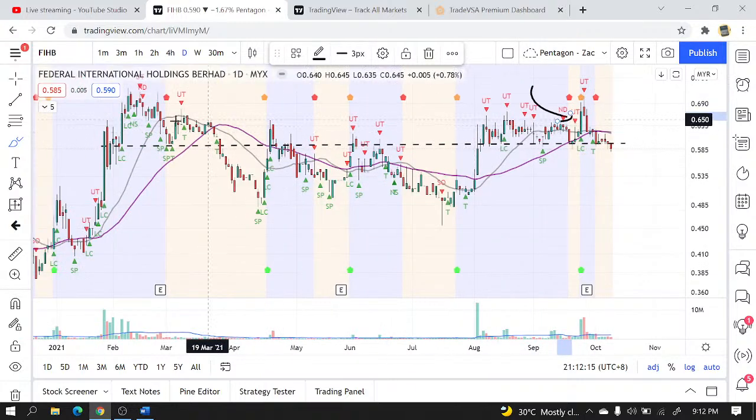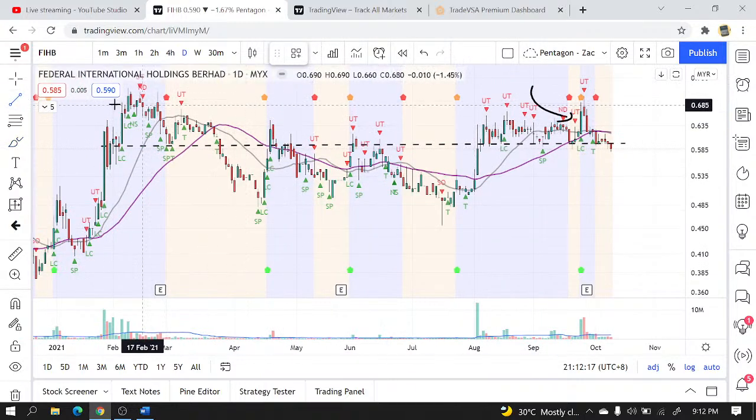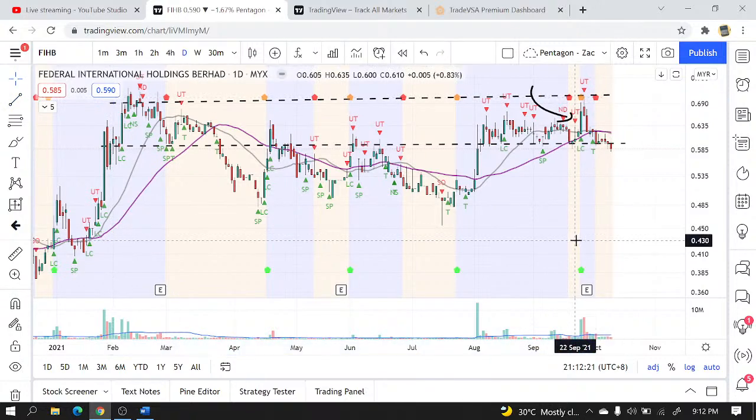Now again, PP, whenever it happens, similar to pullbacks, we want to look for a healthy pullback on the very next day. Now if you look into this, the very next day it actually came with a high volume UT. Again, it's a sign of danger. Probably there's some sign of distribution.